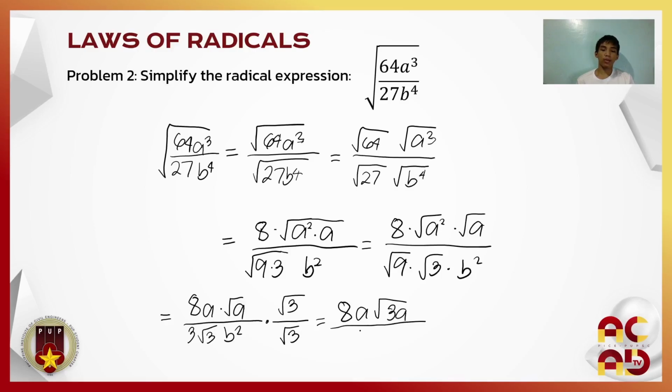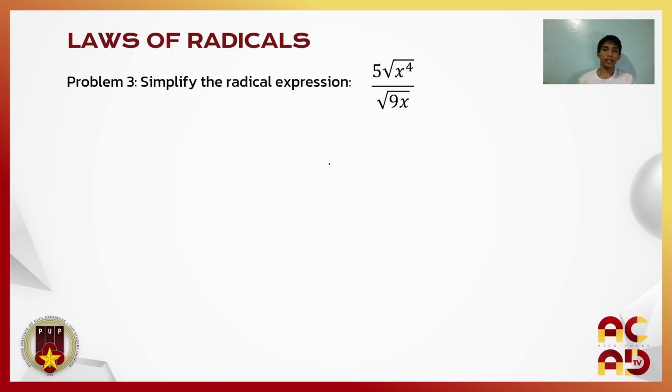So 3 times the square root of 3, that is 9. And then copy p squared. So ito na yung ating final answer. Next is 5 the square root of x raised to 4 all over 9 or square root of 9x.